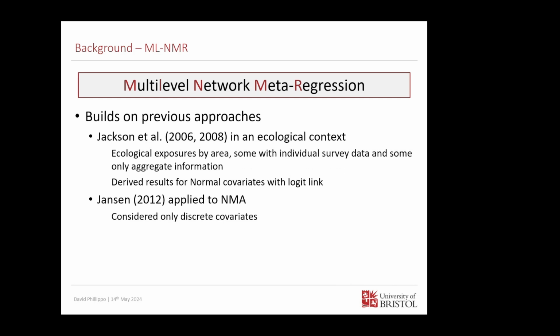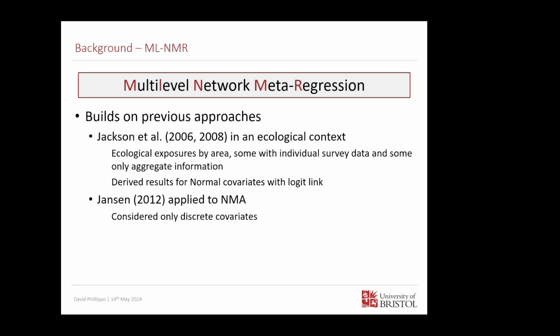This builds on some previous approaches. So Chris Jackson and colleagues had some similar ideas in an ecological context where they were modelling ecological exposures by area. And in some areas they had individual survey data, and in some they only had aggregate information. And so they had this kind of hierarchical structure of the data going on. And they derived results for these models with normal covariates and a logit link, where you can actually do some of the calculations by hand.